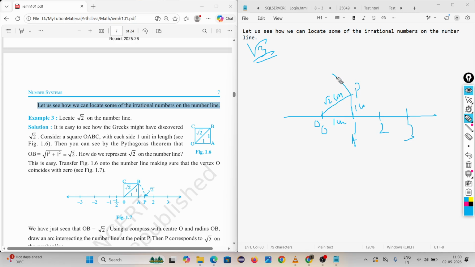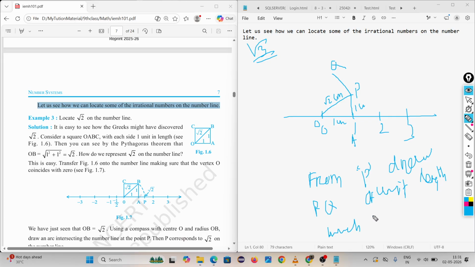Draw a perpendicular PQ from point P. After representing root 2, continue the writing: from P, draw PQ of unit length, which is perpendicular to OP.